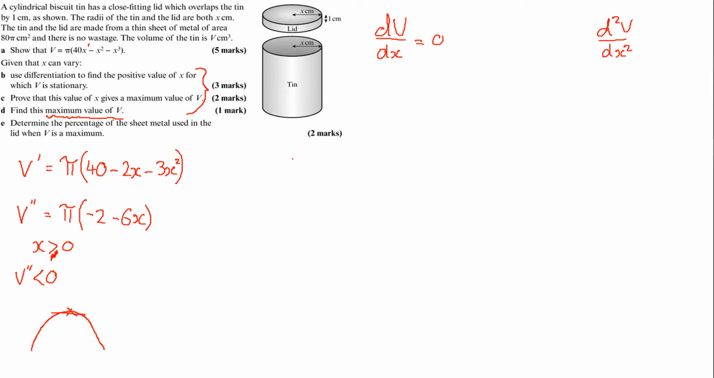So we want to do when V dash equals 0, so we want 0 is equal to pi times 40 minus 2x minus 3x squared. Well, let's make all this positive, so let's times it all by -1. So you've got 0 is equal to 3x squared plus 2x minus 40.